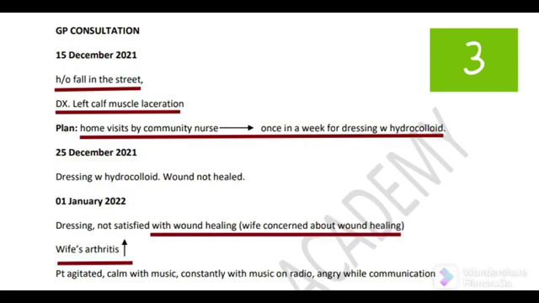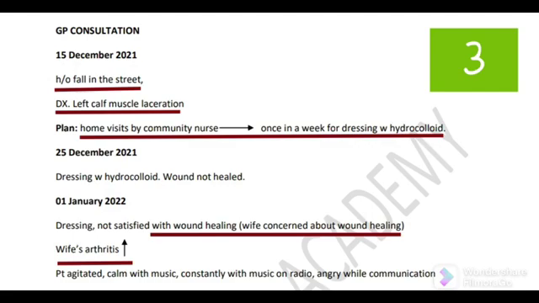It's like a scenario. We are going to start the scenario on 15 December 2021. So there is a history of a fall in the street, so he has undergone the GP consultation. You will get confused because this GP consultation has been given up. The diagnosis is left calf muscle laceration. Nothing, only laceration was there. So home visits by the community nurse have been arranged once weekly for dressing with the hydrocolloid.